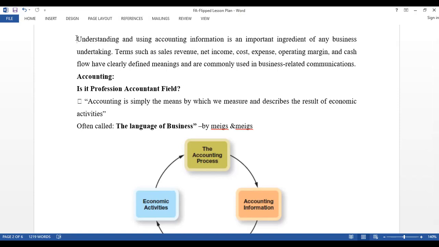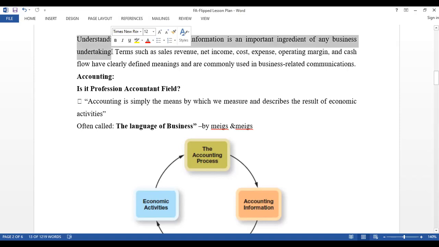Okay, understanding and using accounting information is important for every person, for the learner, especially for people who want to learn about accounting. Understanding accounting information is important for any business. Let's take an example of a business. If we discuss a business, which things come to your mind? I mean, you are sitting with your friends and family and talking about any business, what special words are you basically using? Can you give an idea?